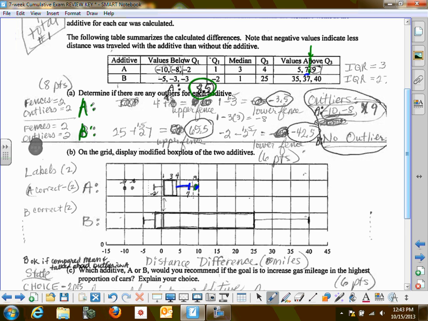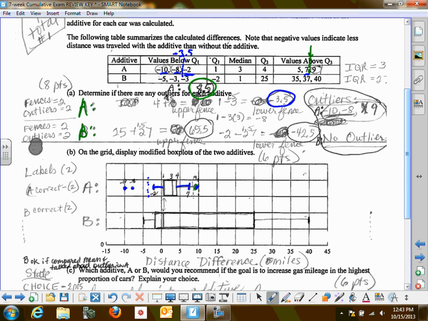Good. So let's do the lower outlier fence. When I do that for A, the lower fence is at -3.5, so that is here. So I look at these values. Here is the lower outlier fence at -3.5. So -8 and -10 are outliers. And then what happens with the -2? That's where my whisker goes to. All right.